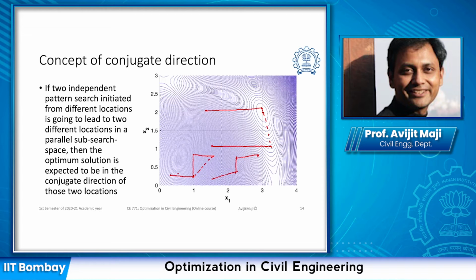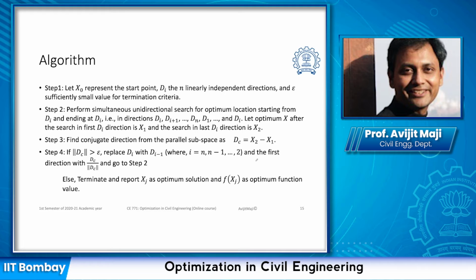So this is my first direction and this is the final direction, and these two directions are parallel, and hence the endpoints of these two directions can be connected to reach closer to the optimum solution. So with this concept, we'll look into the algorithm of Powell's conjugate method. In this method, we first select a start point, which we indicate as x0.